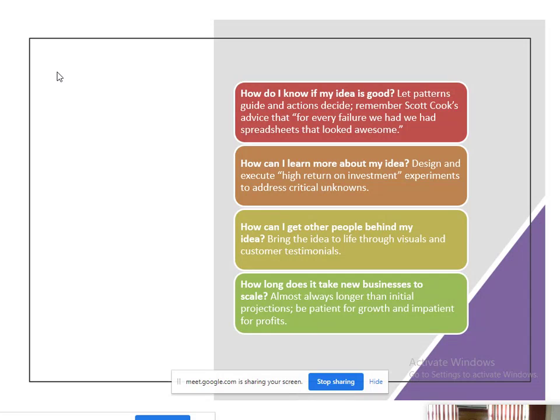How long does it take a new business to scale? Almost always longer than initial projections. Be patient for growth and impatient for profits. Whenever we are launching a product or a company, we should always be patient for our growth and not impatient for profits, in order to stay in the market in the longer run.